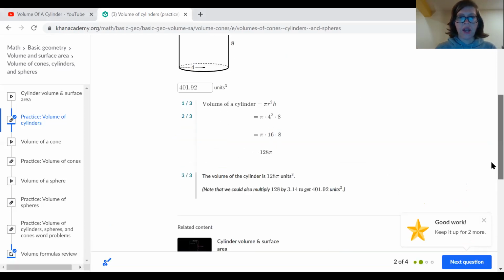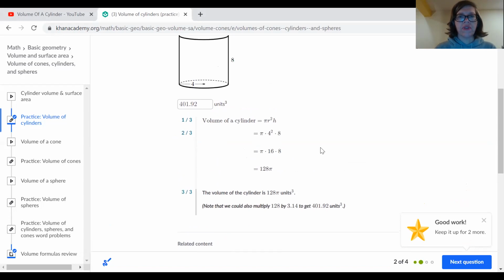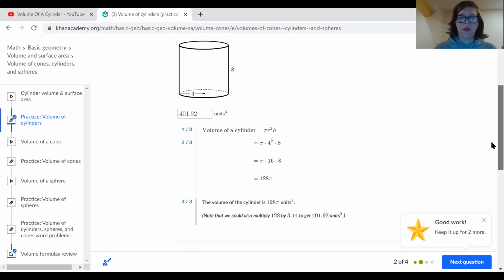Okay, so here it is again. So volume of cylinder, pi r squared times h. So r was 4 squared, h was 8, so 4 squared times 8. Then they solved 4 squared, which gave them 16. 16 times 8 gave you 128. 128 pi gives you 401.92 cubic units.